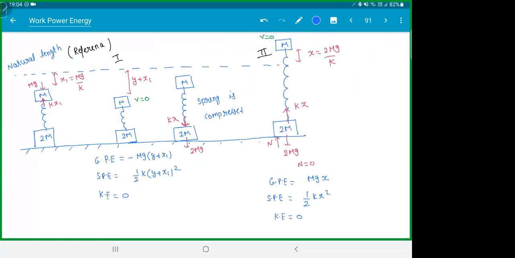All got this? I don't know how you guys got 4 mg by k, and mg by k was wrong though. 4 mg by k was a goofed up thing. Either I messed up or you guys messed up. Please check where it went wrong. All clear with this? Next one.